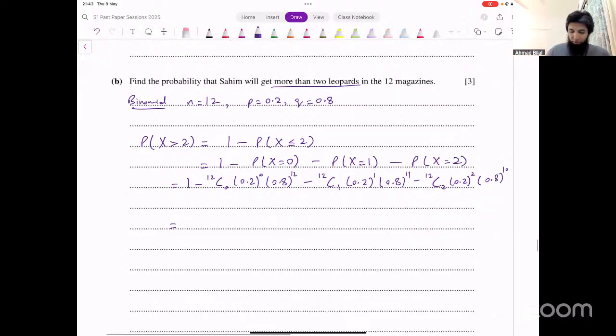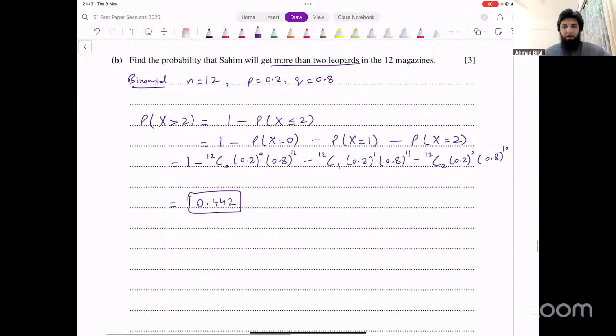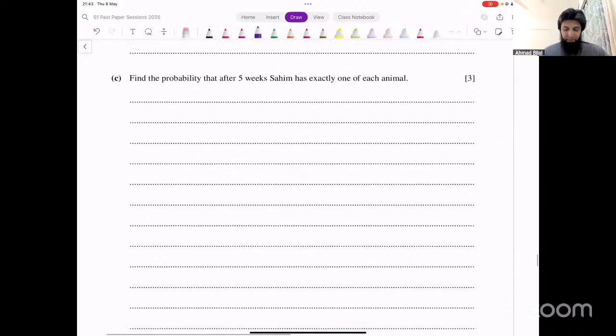Zero 0.442, that's our final solution. That is what we were looking for. Okay, all right, good. Then the next part says find the probability that after 5 weeks, Sahim has exactly one of each animal. Okay, so he wants exactly one of each animal after 5 weeks.